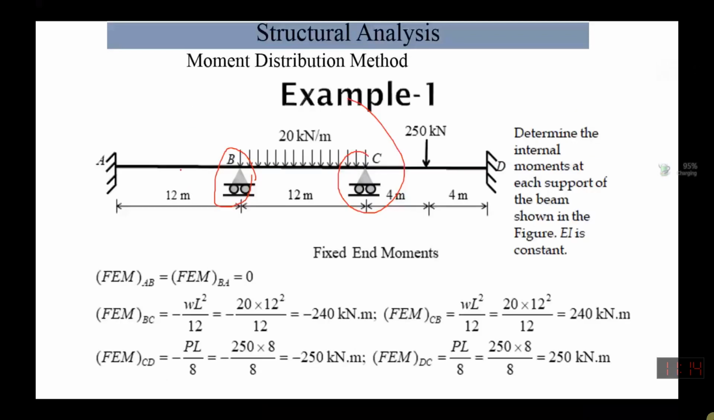How many distribution factors? 2 sir. Remember, for every joint, this joint, 4 sir. This joint, 4 sir, 4. So we will find out 4 distribution factors.